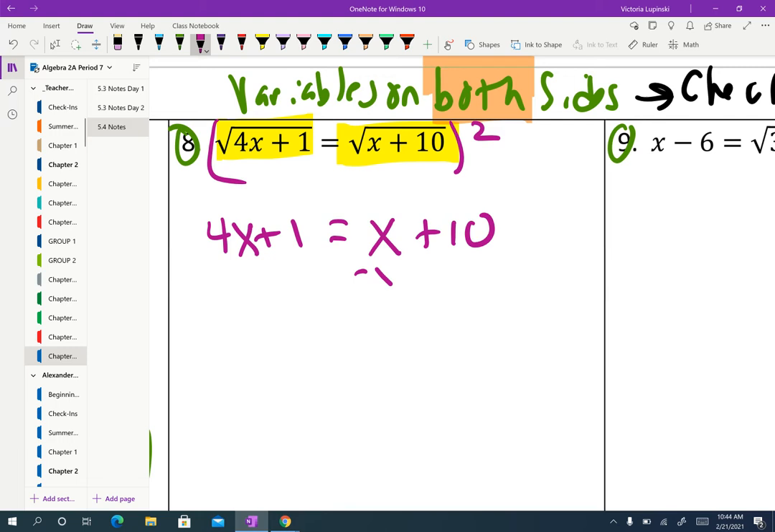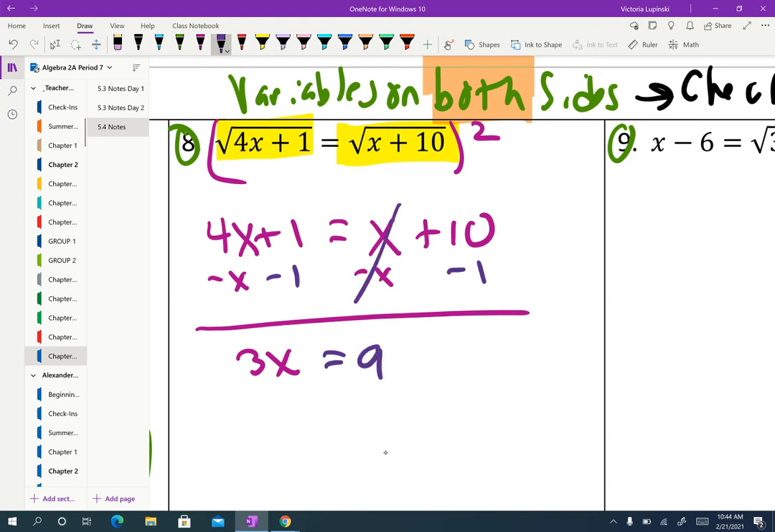So I'm going to put all my x's on the left side. That's going to give me 3 of them. I'm going to put my constants on the right side. That's going to be equal to 9. I'm going to go ahead and divide by 3, which is going to give me, I won't say the answer, I'll say a potential answer of x equals 3.